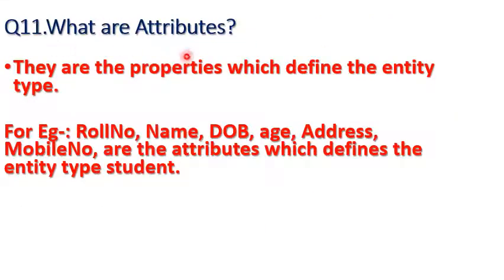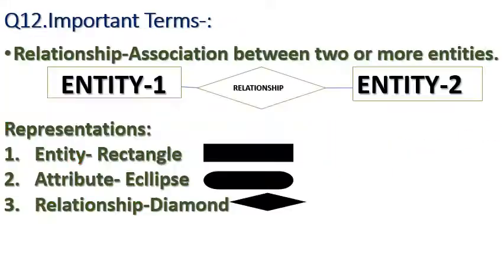11th question is, what are attributes? They are the properties which define the entity type. For example, roll number, name, date of birth, age, address, mobile number, they are the attributes which define the entity type student. My question number 12 is, it's not a question, it's kind of an important term.